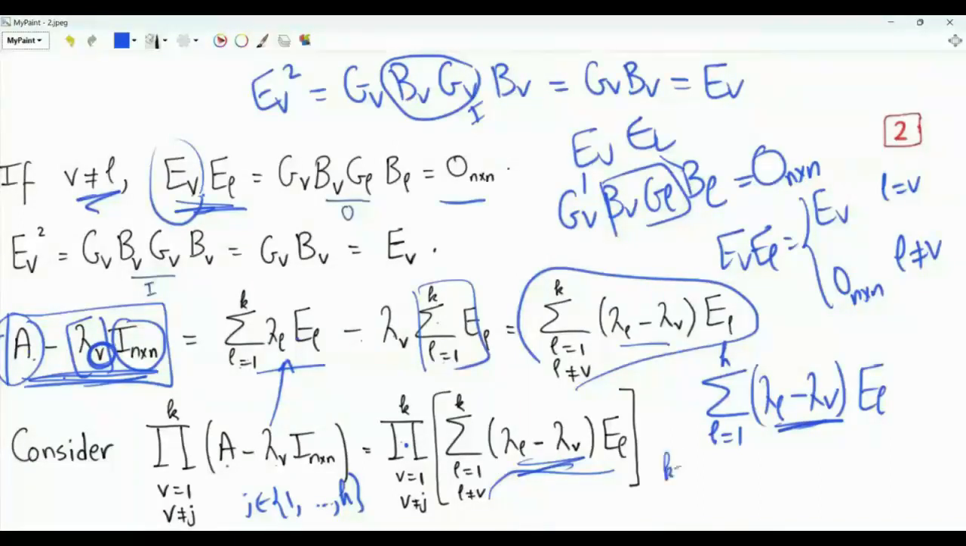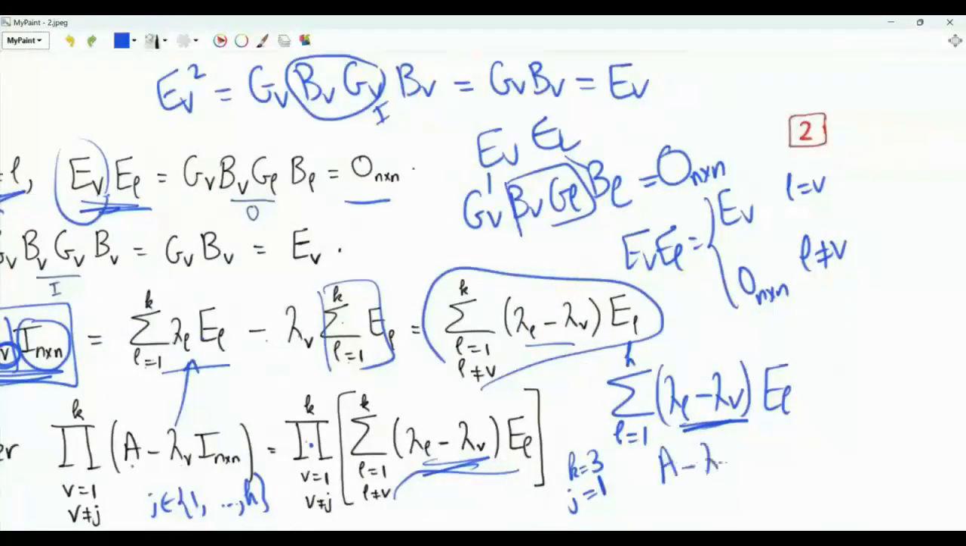To be concrete, let's assume that K is equal to 3 and that we choose J to be equal to 1. On the left-hand side, we have A minus lambda 2 times identity times A minus lambda 3 times identity, like this. We don't have a term with lambda 1 because the index of our product does not take the value 1 in this particular example. What is more important is the right-hand side. When V is equal to 2, this means that the summation will be L from 1 to 3, and L is not equal to V. So L is not equal to 2.